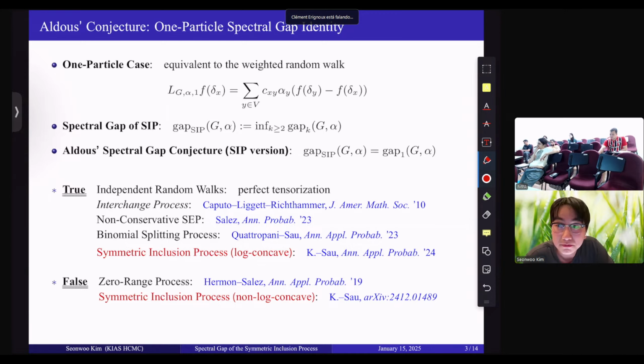Sorry, Seonwoo, a quick question. I'm not familiar with the binomial splitting process, but do all the two models have in common some duality properties or not?